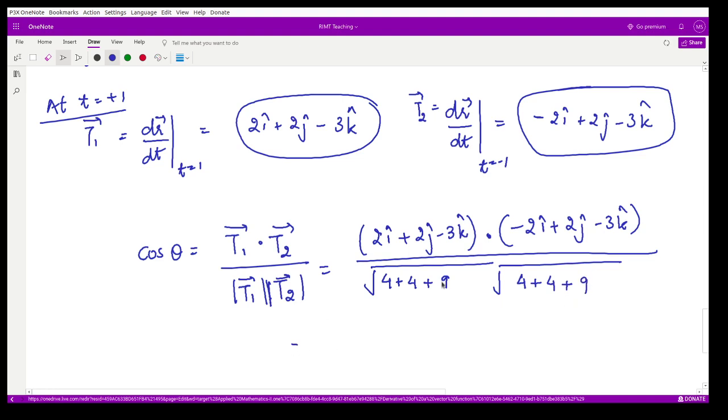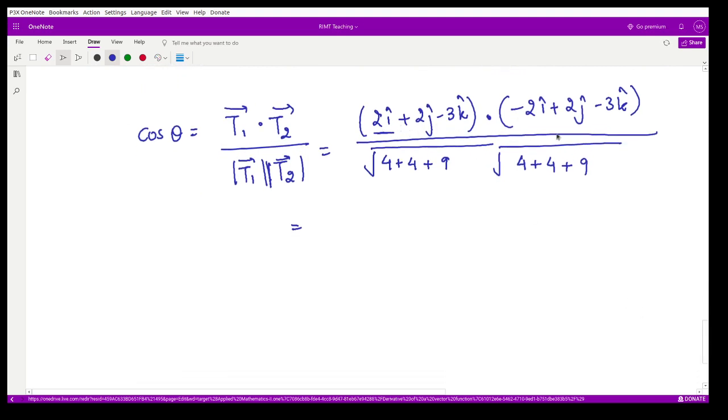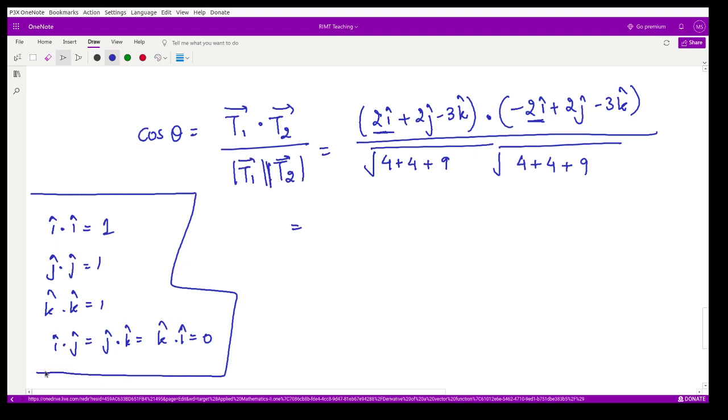So how do you calculate this dot product? You simply multiply this term with this term. And you know, in dot product, i dot i is equal to 1, j dot j is equal to 1, k dot k is equal to 1. And if you take any other, that means i dot j, j dot k, and k dot i, all these things are going to be equal to 0. So these are some of the rules for calculating this dot product.